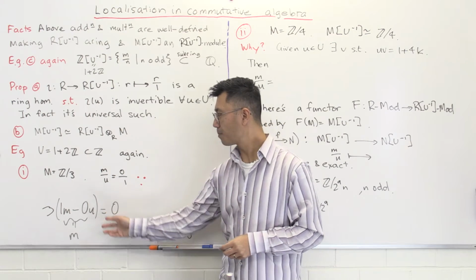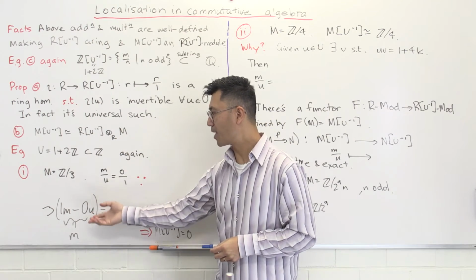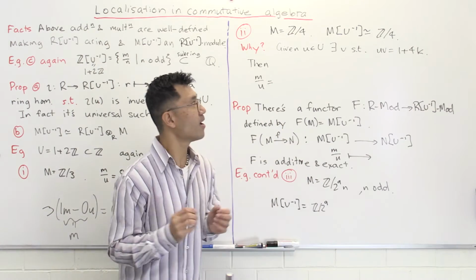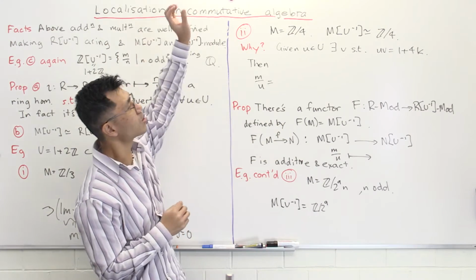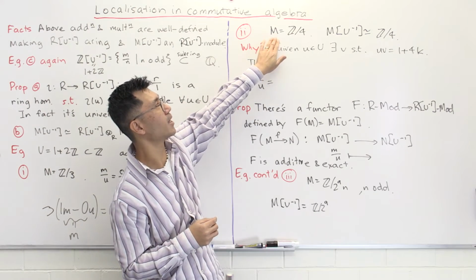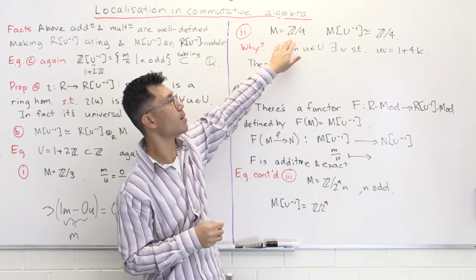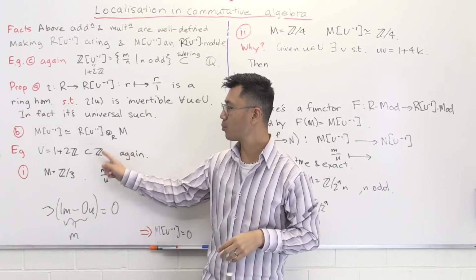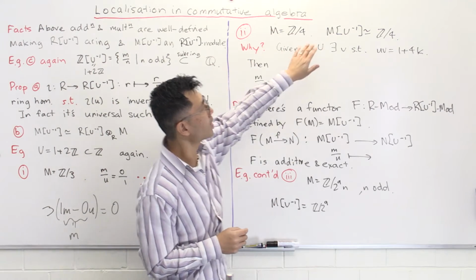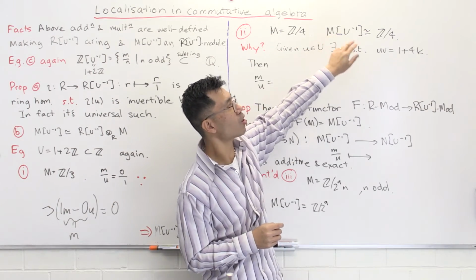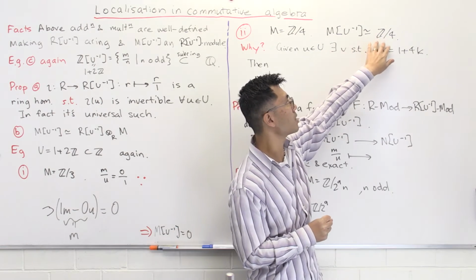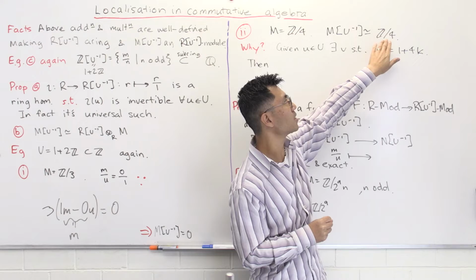So you may wonder whether, when you do this localization, you don't get anything interesting. So let's look at a situation where you will get something that's non-zero, and the module I'm going to pick is the cyclic group Z mod 4. Remember, we're looking at Z modules, and we're going to localize them by inverting odd numbers. So I claim that when you invert the odd numbers, you still get Z mod 4.